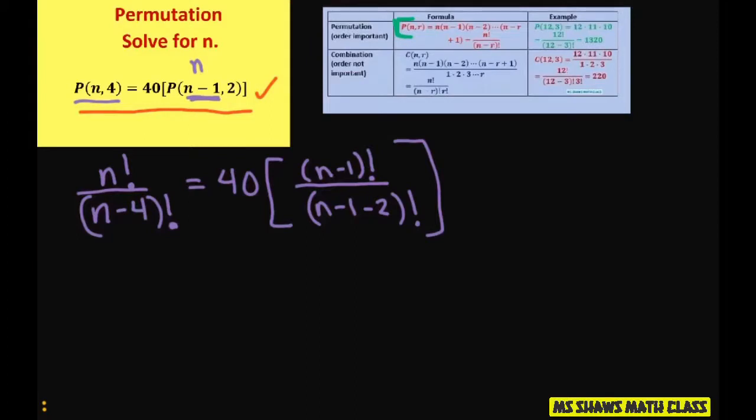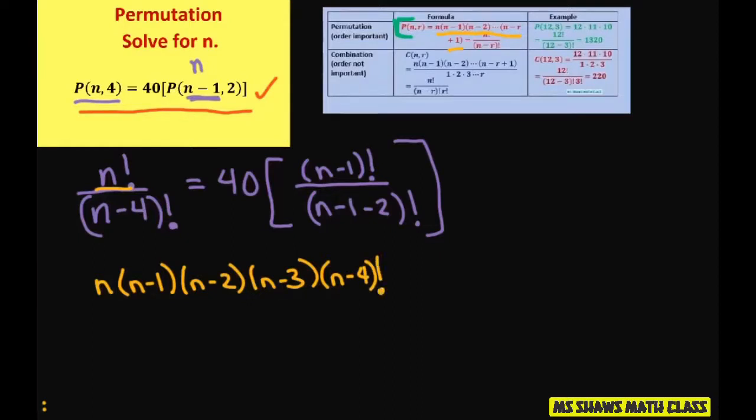Now, based off what I said earlier, the way we're going to expand this is n factorial. So basically you're going to write n times n minus 1 times n minus 2 times n minus 3 times n minus 4 factorial. The reason we stop there is because our denominator is n minus 4 factorial, so we can cancel those out. And then we have that.